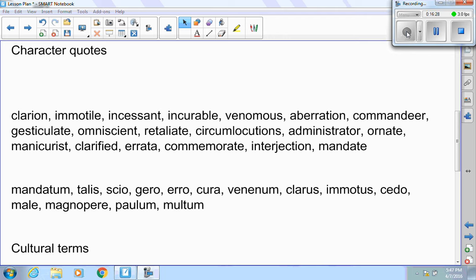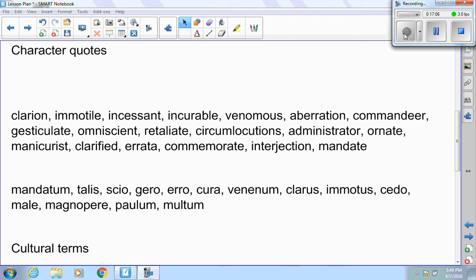Clarion has to do with clarity, immotile, immobile. Incessant is nonstop. Incurable is obviously not curable. Venomous, it contains venom. An aberration is a mistake, usually associated with a mistake by God. Commandeer is to take over by command, by order of the government. Gesticulate is to describe using gestures. Omniscient has to do with knowing, all-knowing. Our God is omniscient, all-knowing. Retaliate is to do what is done unto you. So whatever thing is done to you, you do it to someone else.